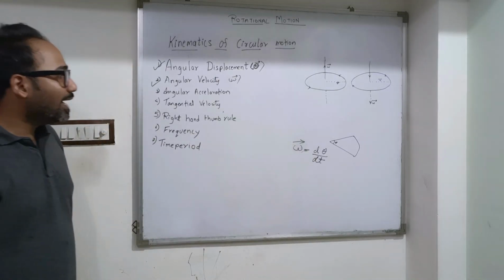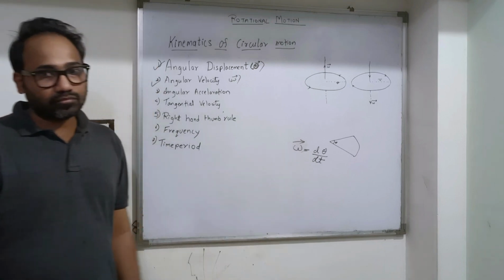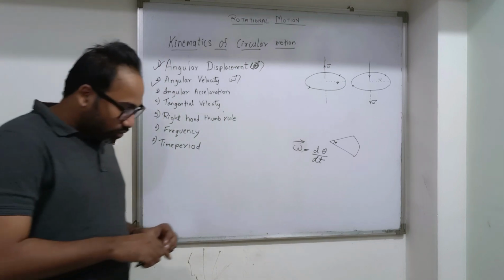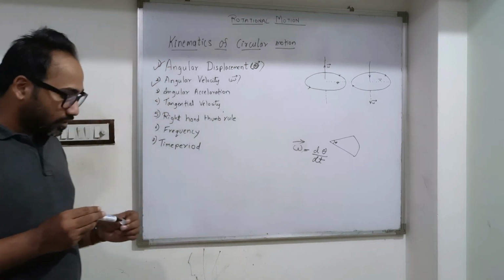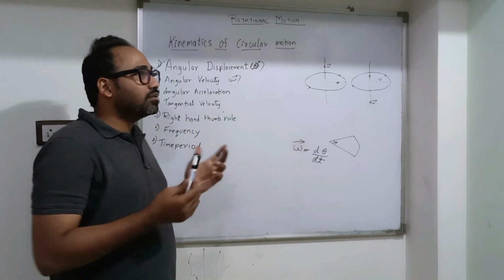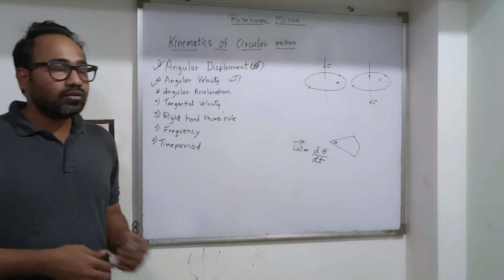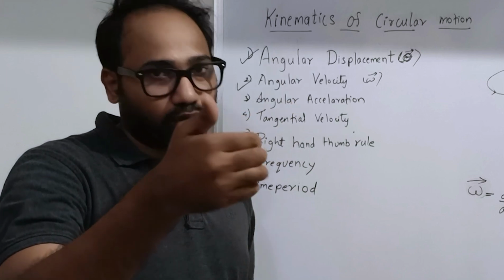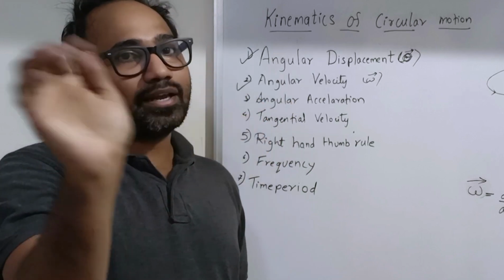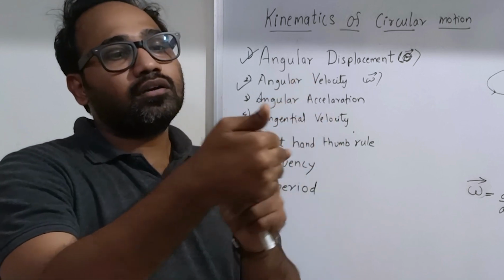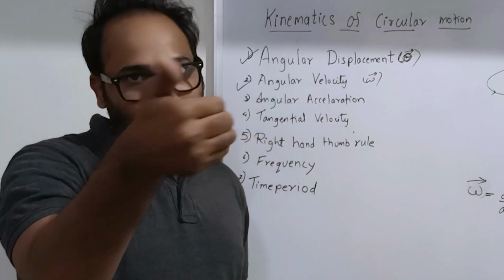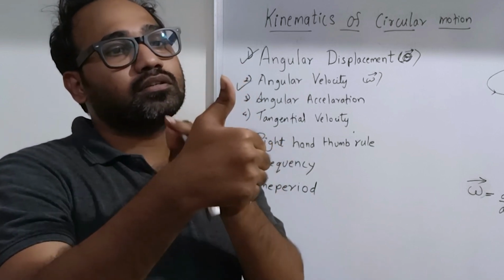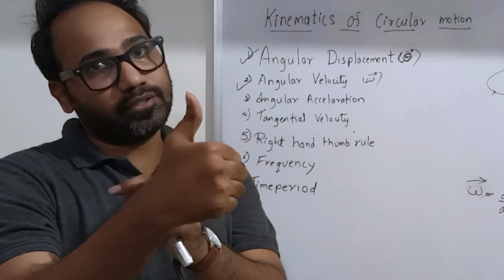Now what would be the direction of this angular velocity? To find out the direction of angular velocity, we have to use the basic right hand thumb rule. When you curl your right palm like this, if the fingers are rolled in this direction, then the thumb represents the direction of the angular velocity.